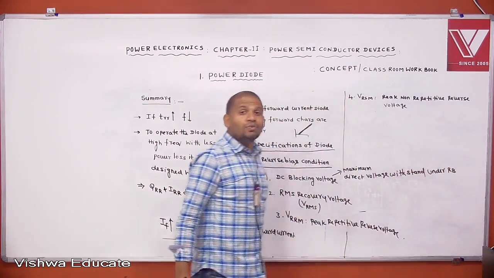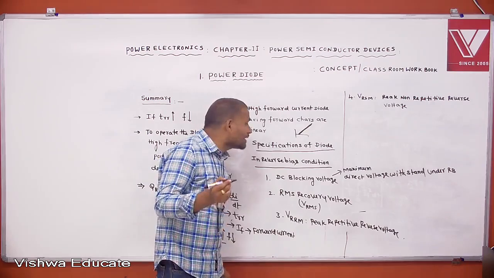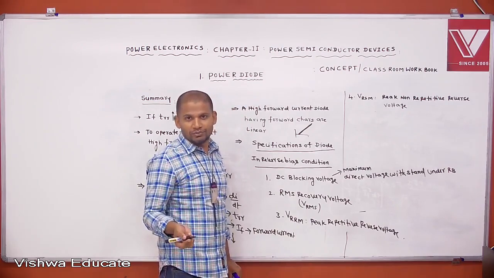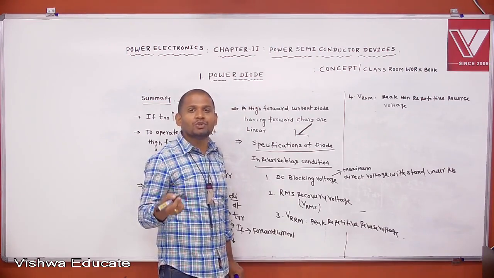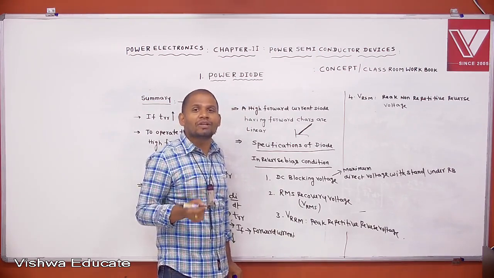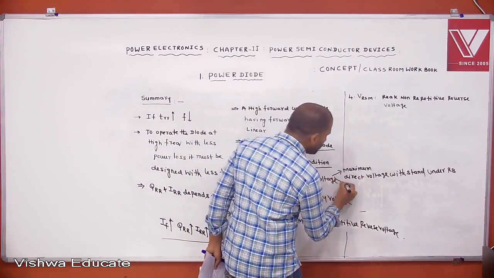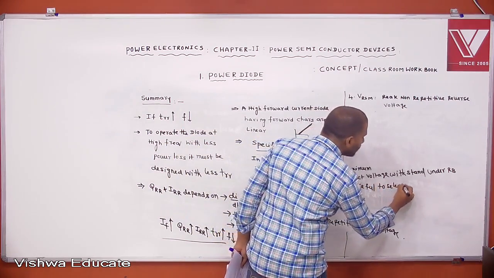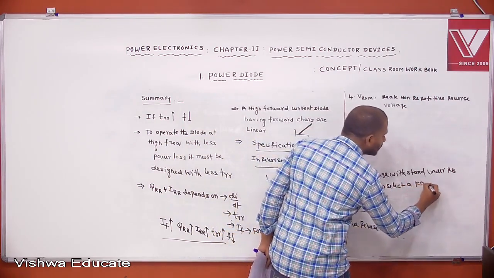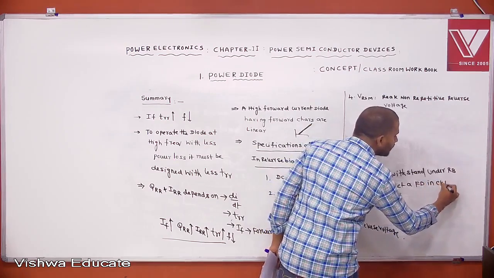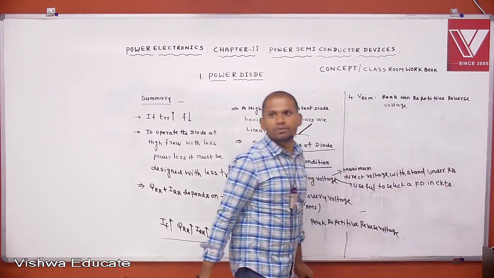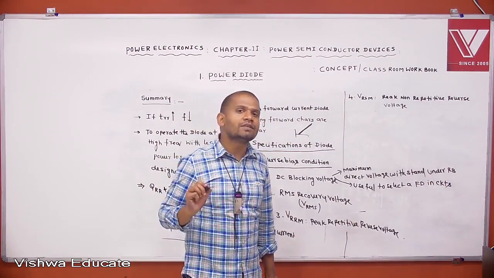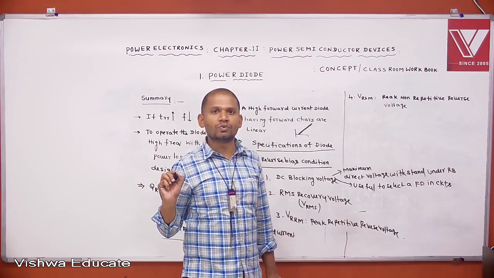What is the significance of DC blocking voltage? It is useful to select a freewheeling diode in power electronic circuits. This is more useful. Understood.